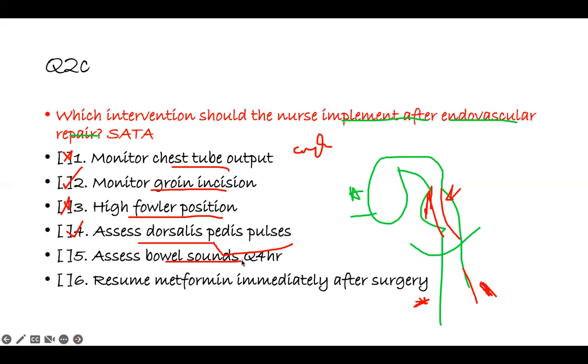Assess bowel sounds. This is for AAA, abdominal aortic aneurysm. We were dealing with thoracic aortic aneurysm, TAA, instead of AAA, so we don't need to check their bowel sounds. Resume metformin immediately after surgery? Well, after the endovascular repair, if they are on metformin, you wait for 48 hours. So the only answers are 2 and 4.